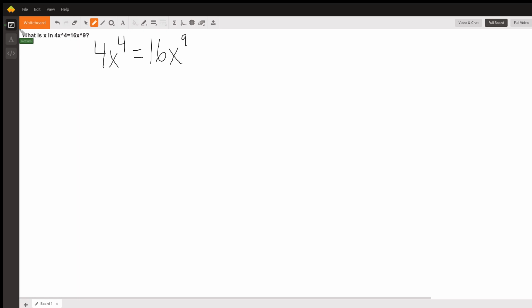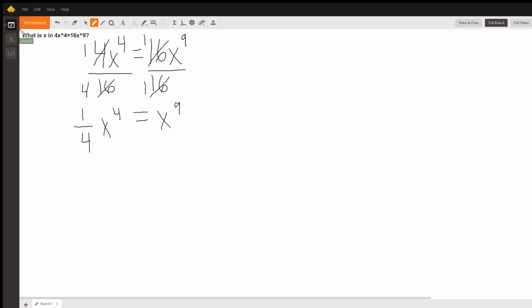So the first step I'm going to take is to divide by 16. And why do we do that? Because 16 over 16 simplifies to just 1 over 1, and essentially you're left with just x to the 9th. We want to keep the equation balanced, so you must also divide by 16 on the left. And that reduces down to 1 over 4. So you have 1 over 4, or 1/4 x to the 4th.